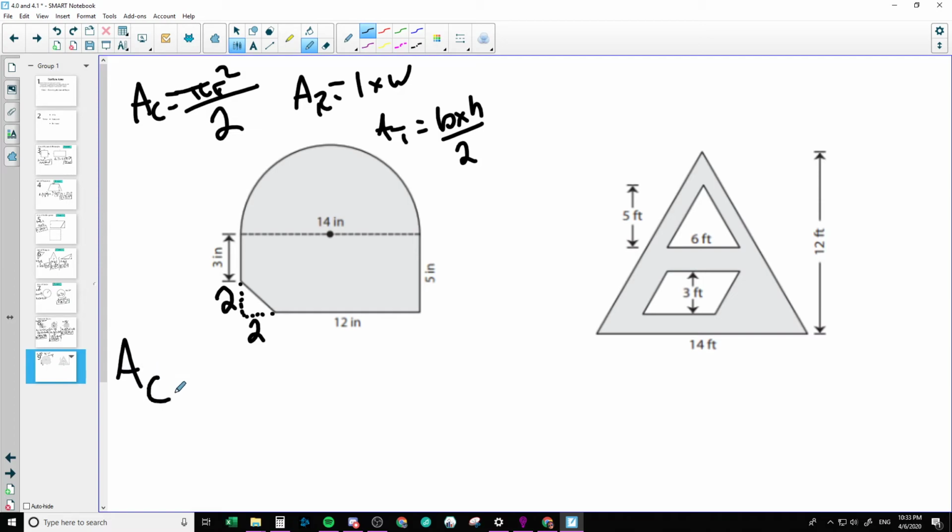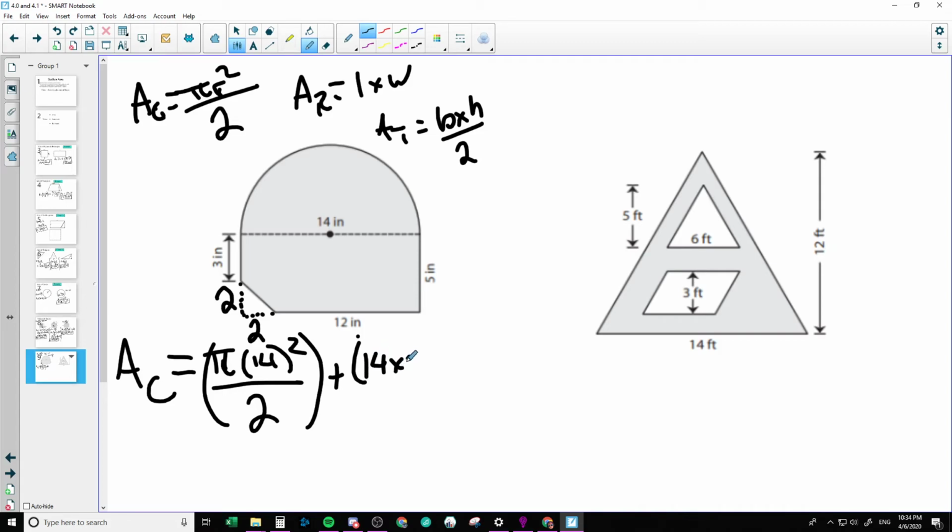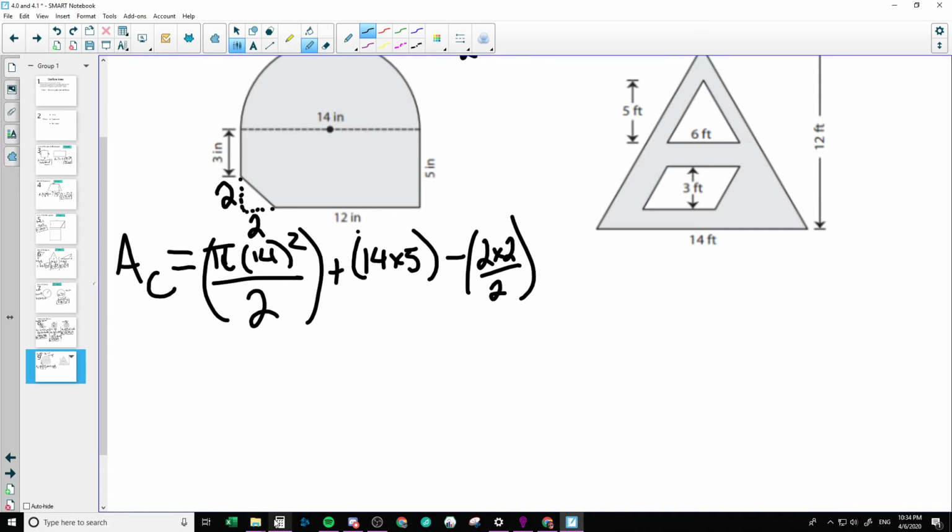So our area combined here, we're going to put an I here so that we know this is an area of a circle. Area combined is going to be this half circle, so pi, our radius is 14, 14 squared divided by 2, plus the full rectangle. Pretend this triangle was still there. So plus length times width, which is 14 times 5. And then minus our little triangle here. So 2 times 2 divided by 2. Okay. Let's put these into our calculator.